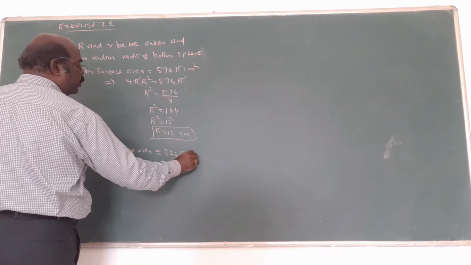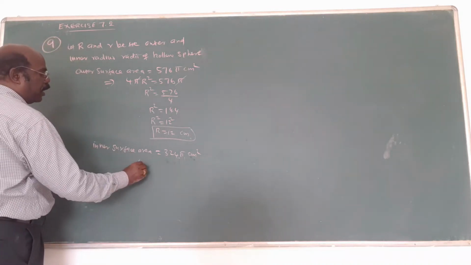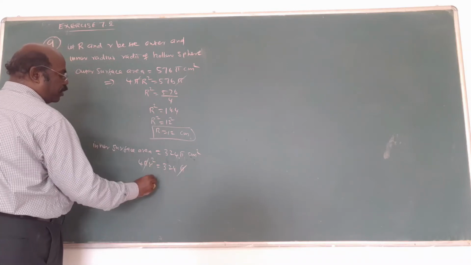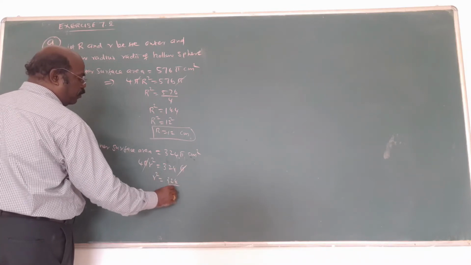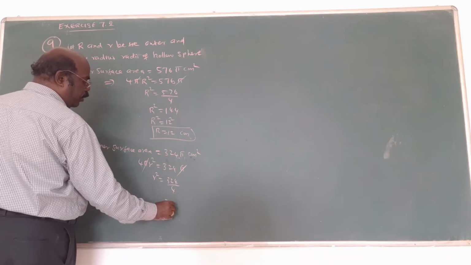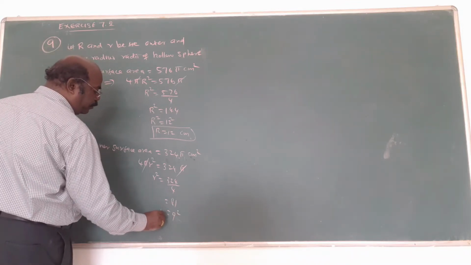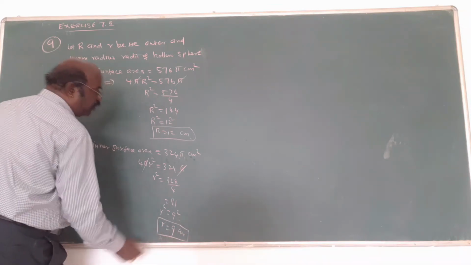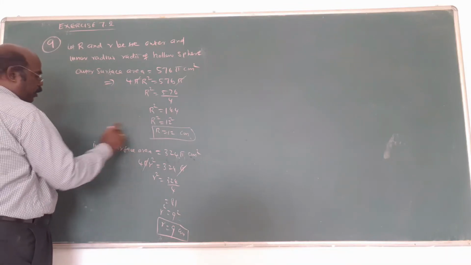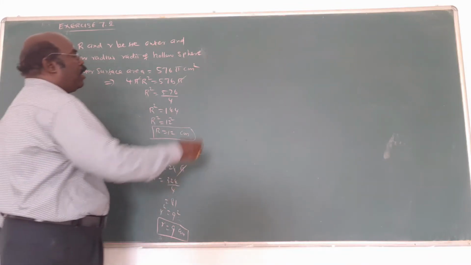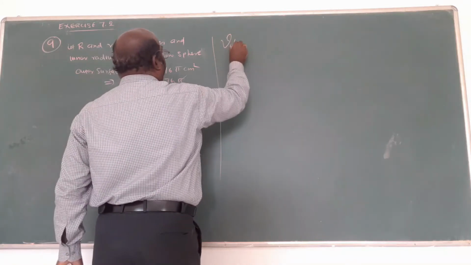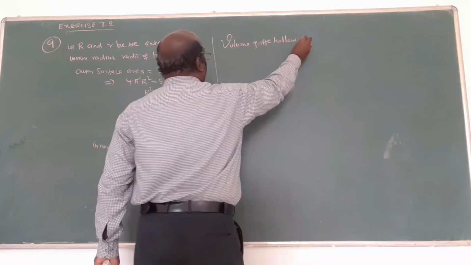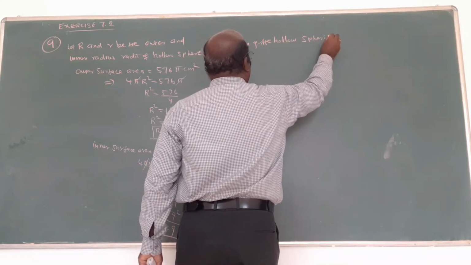324 pi centimeter square. Inner surface area is 4 pi small r square equal to 324 pi, so r square equal to 324 by 4. How many times? 81 times. This is 9 square. Okay? So r equal to 9 centimeter. From outer surface area, capital R; from inner surface area, small r. Now what is happening? Volume of the hollow spherical shell is asked.